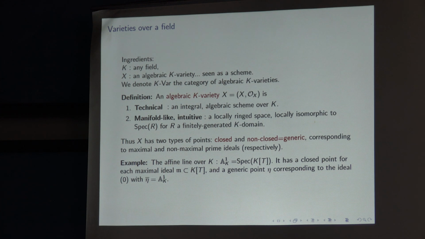So the affine line is not just the K points, or the points of your field with a Zariski topology. It has another point which is called the generic point associated to the zero ideal, and this point is not a nice point in the sense of classical topology because it is a dense point. Its closure is the whole line. And this behavior repeats in some other examples.